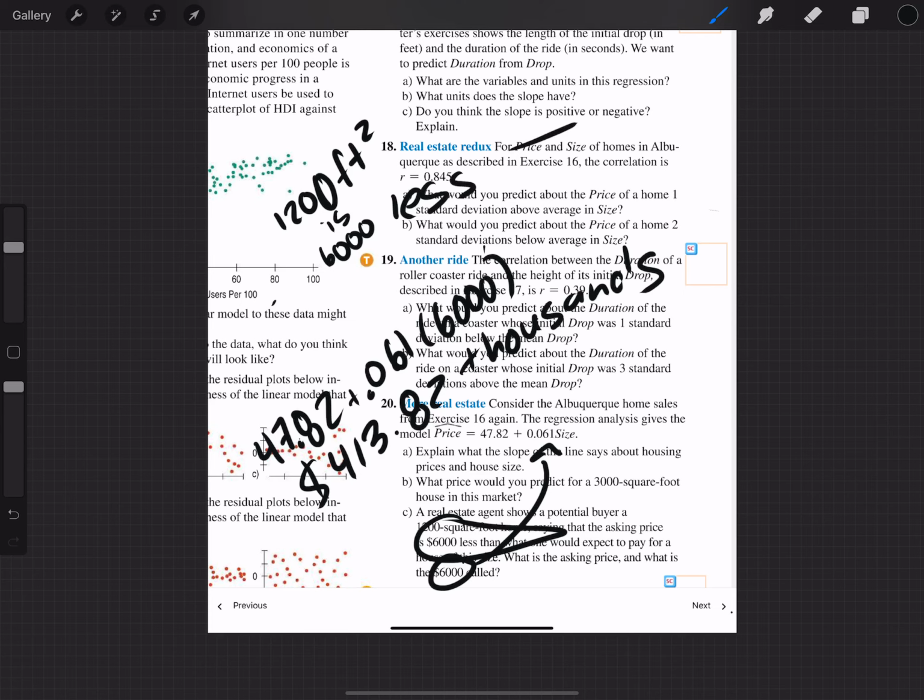So what is 6,000 called? 6,000 is called a negative residual. Remember that? When your prediction is more than your actual, you have a negative residual. Right? Remember, you're going to have a negative residual because of that.